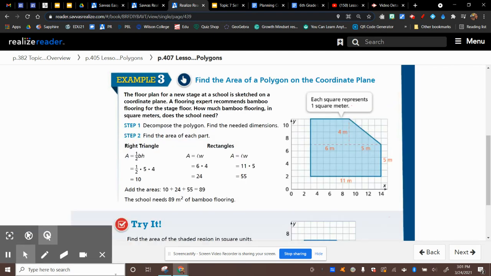All right, let's take a look at example 3. Find the area of a polygon on the coordinate plane. Each square represents 1 square meter. The floor plan for a new stage at a school is sketched on a coordinate plane, and that's the picture that we have right here. A flooring expert recommends bamboo flooring for the stage floor. How much bamboo flooring in square meters does the school need?